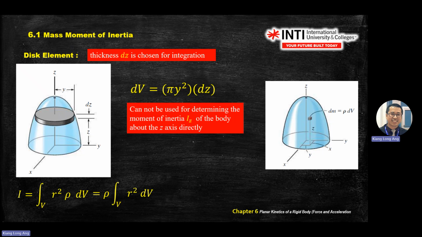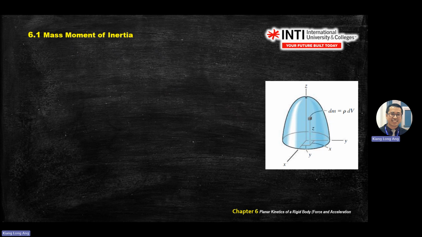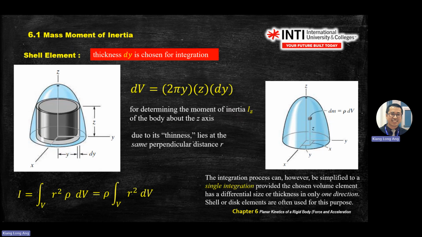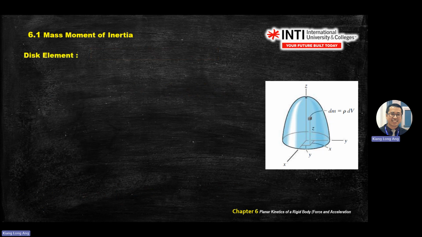Okay, so you cannot use this to determine the moment of inertia Iz of the body about the x-axis directly. If you use this element, you cannot find the moment of inertia directly for the Iz. Why? If you compare side by side, this one will give you more accurate data compared to this element.